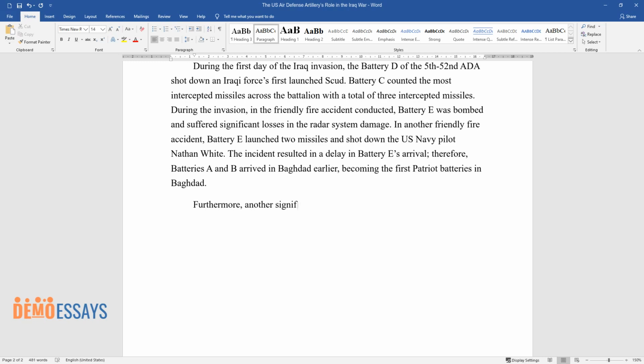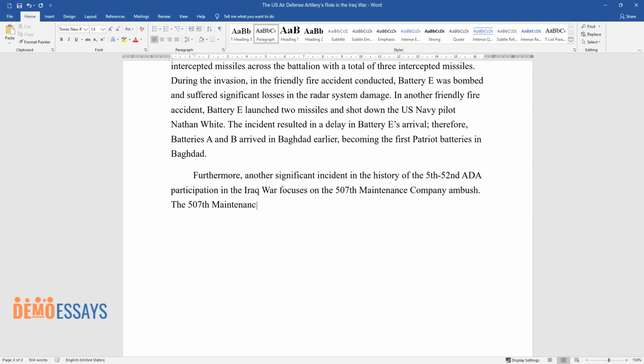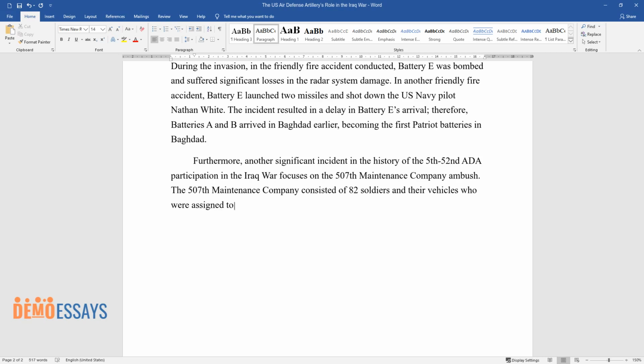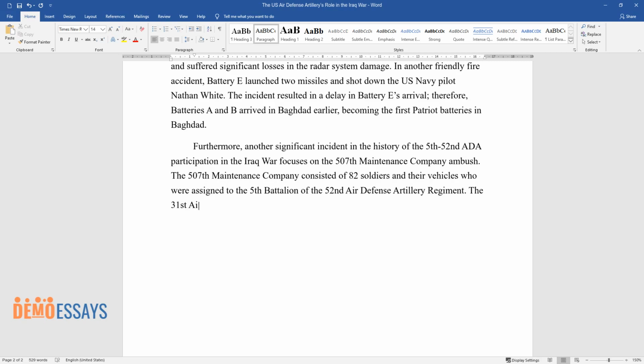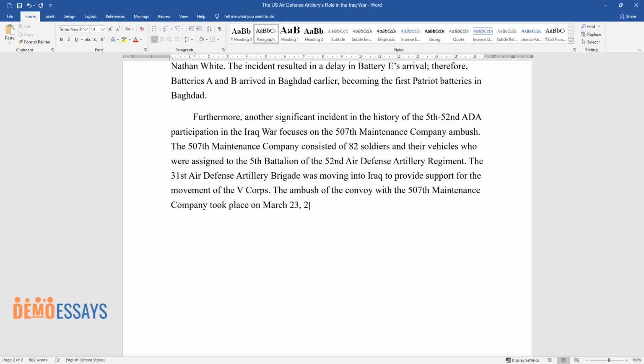Furthermore, another significant incident in the history of the 5th 52nd ADA participation in the Iraq War focuses on the 507th Maintenance Company ambush. The 507th Maintenance Company consisted of 82 soldiers and their vehicles who were assigned to the 5th Battalion of the 52nd Air Defense Artillery Regiment. The 31st Air Defense Artillery Brigade was moving into Iraq to provide support for the movement of the V Corps. The ambush of the convoy with the 507th Maintenance Company took place on March 23, 2003, in Nasiriyah.